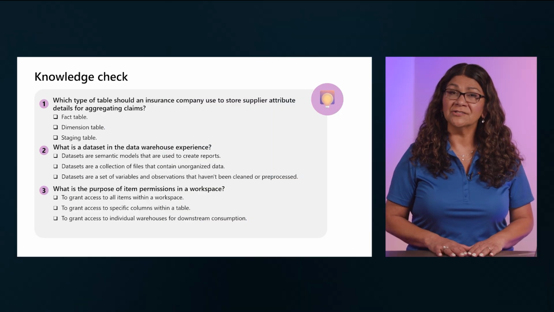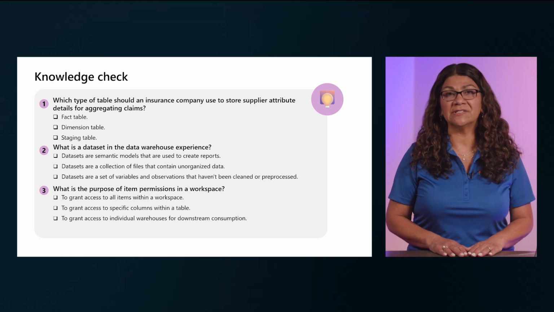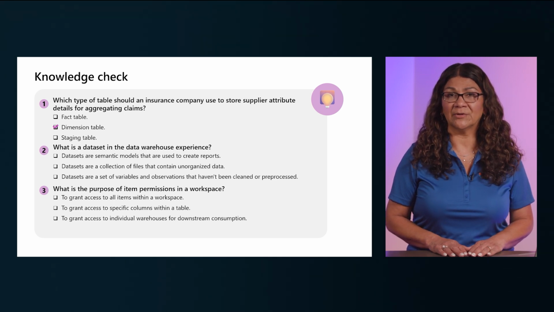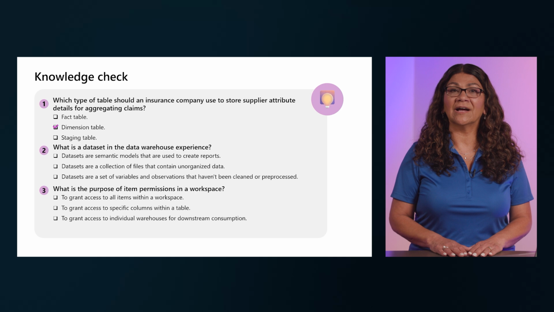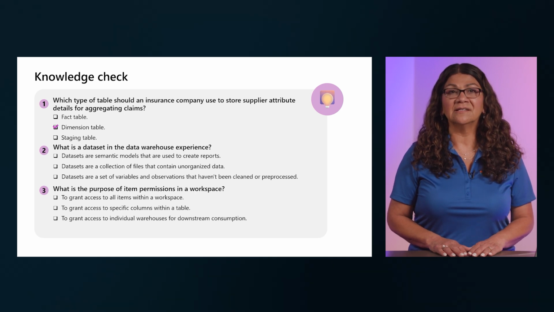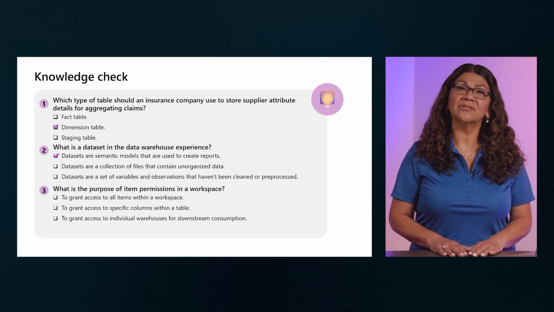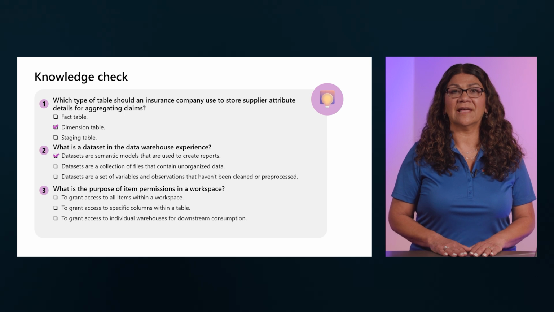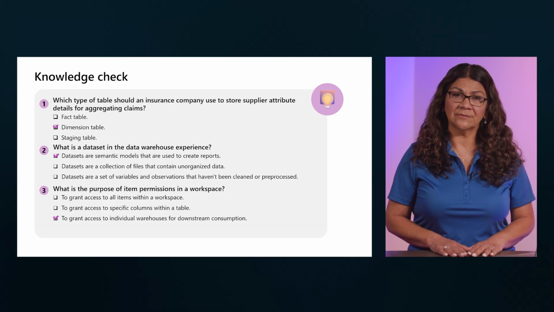Now it's time for our knowledge check. Question 1. Which type of table should an insurance company use to store supplier attribute details for aggregating claims? Answer: dimension tables. Question 2. What is a data set in the data warehouse experience? Answer: data sets are semantic models that are used to create reports. Question 3. What is the purpose of item permissions in a workspace? Answer: to grant access to individual warehouses for downstream consumption.